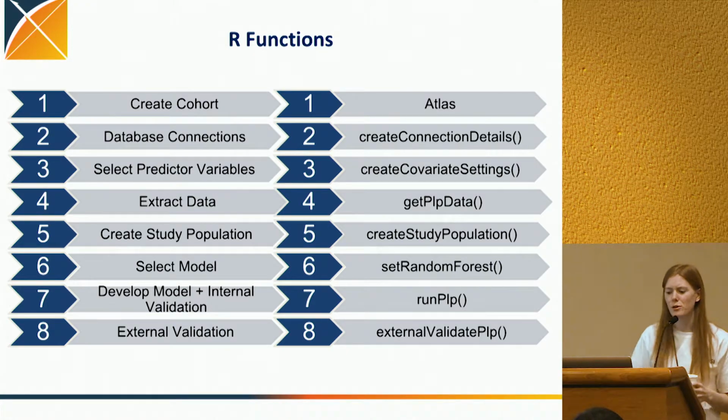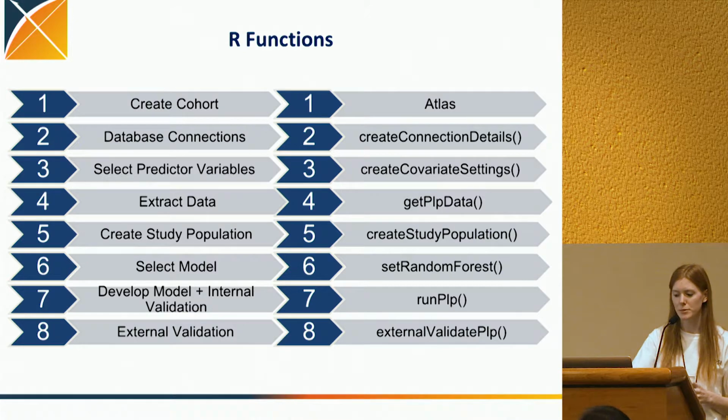So I said create cohorts in Atlas because Atlas is so nice to create cohorts. It's quick. You could actually use SQL yourself manually. And for the database connection, you've got createConnectionDetails. For selecting the predictors, you've got createCovariateSettings, extract data, getPlpData, getStudyPopulation for the population. For selecting the model, you've got lots of different models. The way we standardize it is that it's always set and then the classifier's name. So setRandomForest, setGradientBoosting, setLassoLogisticRegression. You can have lots of different models there which you can play around with.